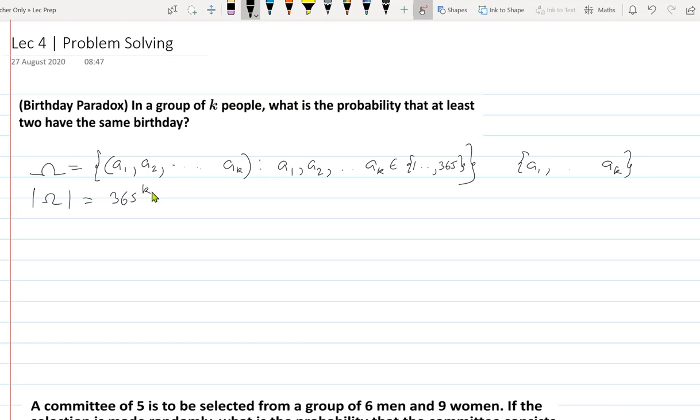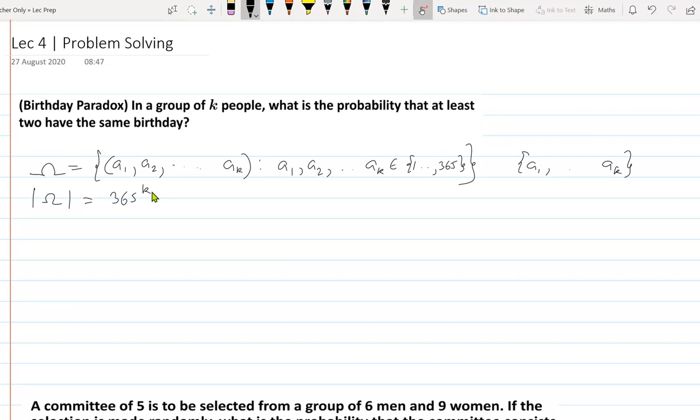Any ideas? For the first person, the size of the sample space should be 365. But for the second person, the size will reduce by 1. That's why it should be 364. And then it goes on till k people. At the last person, the sample space size should be 365 minus k. I think it should be.